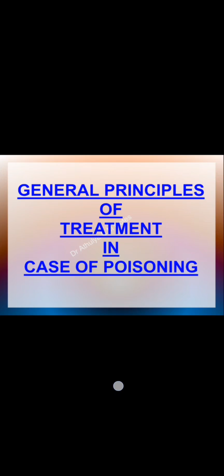We were discussing the topic of the general principles of treatment in case of poisoning. In the last class, we learned how to assess how unconscious or comatose a patient is by using Reed's classification of consciousness and the Glasgow Coma Scale. Today, let's look into the remaining topics.